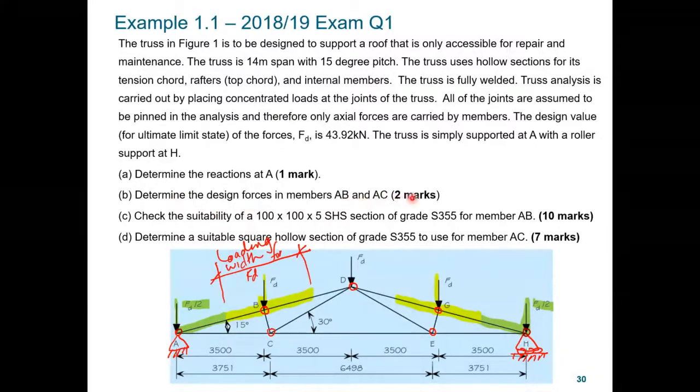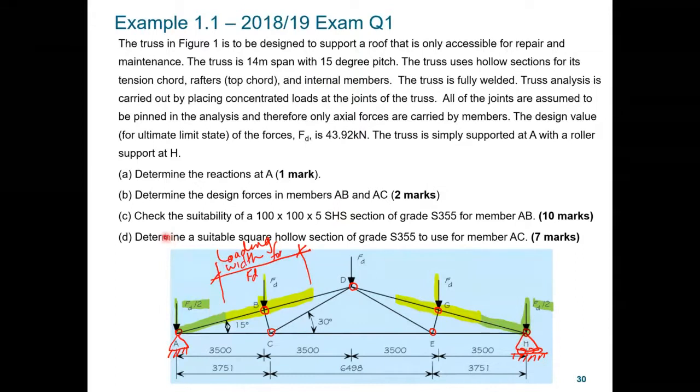Determine the design force in members AB and AC. That's AB and AC. There's just two marks for that. So only three marks for doing your truss analysis. Check the stability of the 100 by 100 by 5 SHS section for member AB. So this is AB. In other words, that member is going to be in compression. We want to work out if it's an adequate size. In other words, when we work out what the force is in AB, which we're going to do from part B, that's the demand on AB, we want to check to see if the capacity of the member 100 by 100 by 5 SHS of grade S355 is larger than that demand.